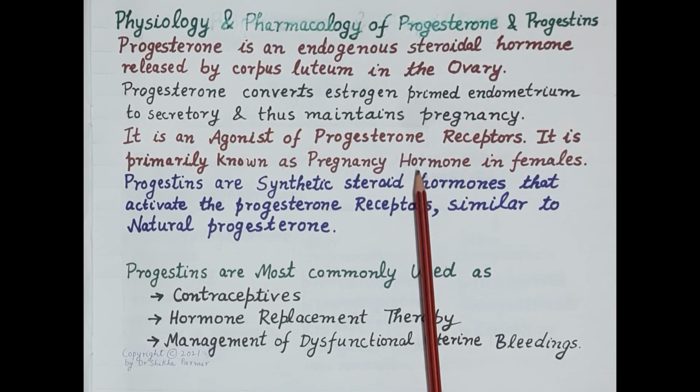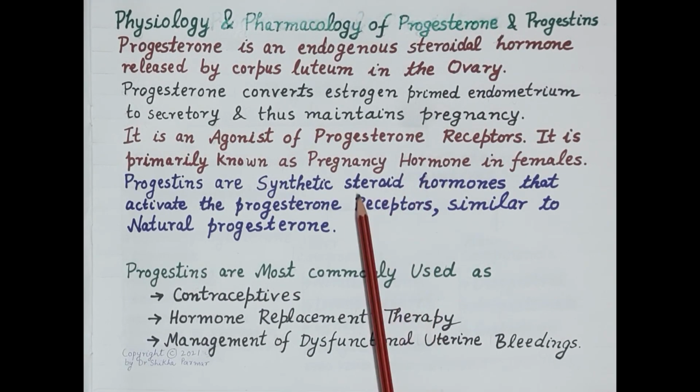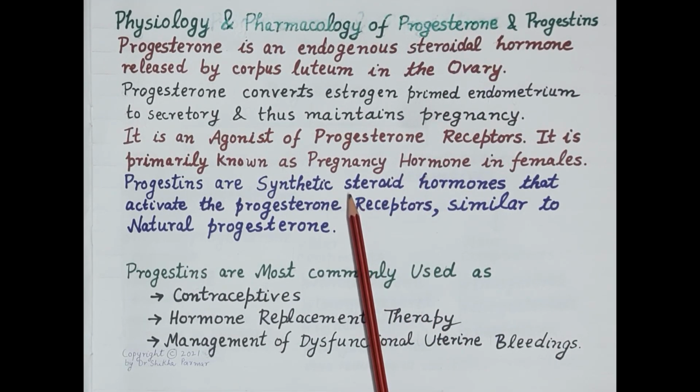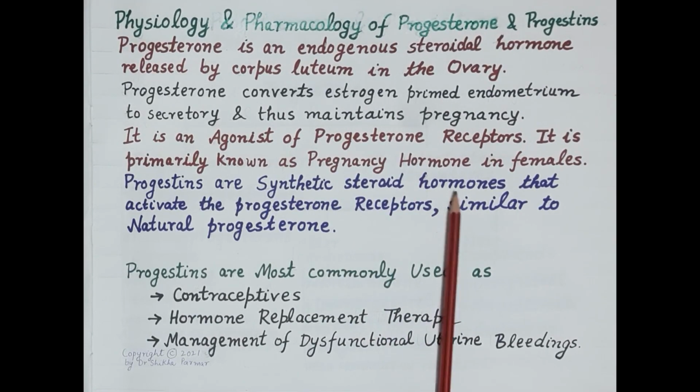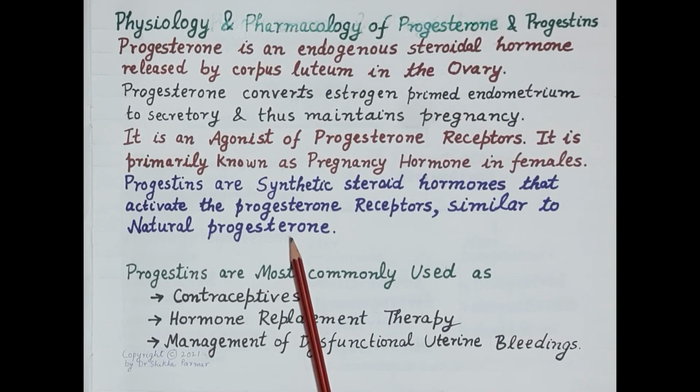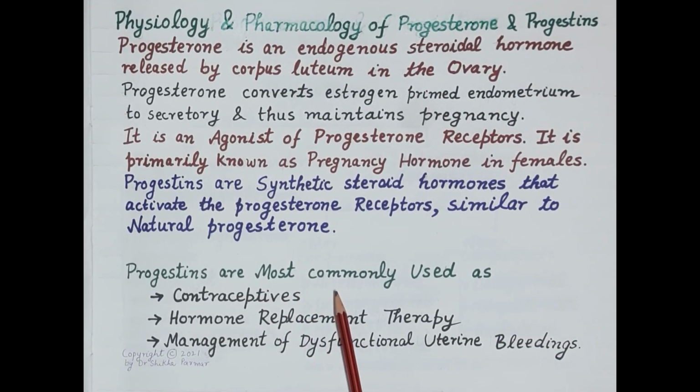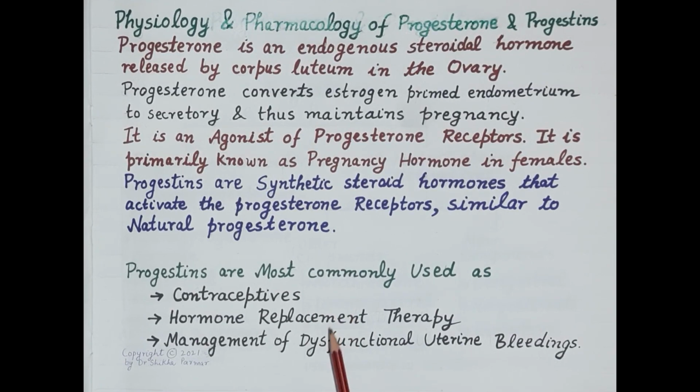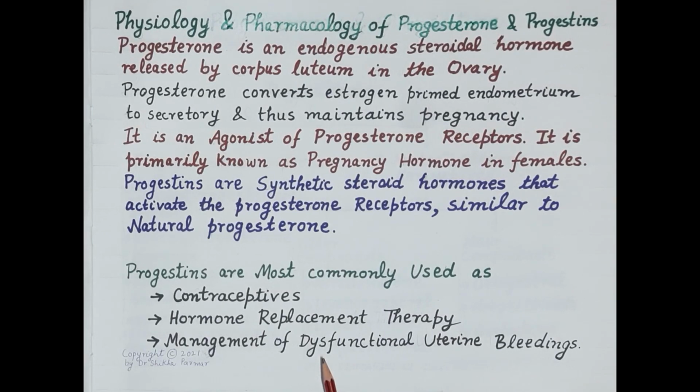Now, progesterone is rapidly metabolized in the liver and it's inactive orally, so synthetic progesterones have been developed, and these synthetic progesterones are called progestins. Progestins are synthetic steroidal hormones that activate progesterone receptors similar to natural progesterone. Progestins are commonly used as contraceptives. They are used in hormone replacement therapy and in the management of dysfunctional uterine bleeding.